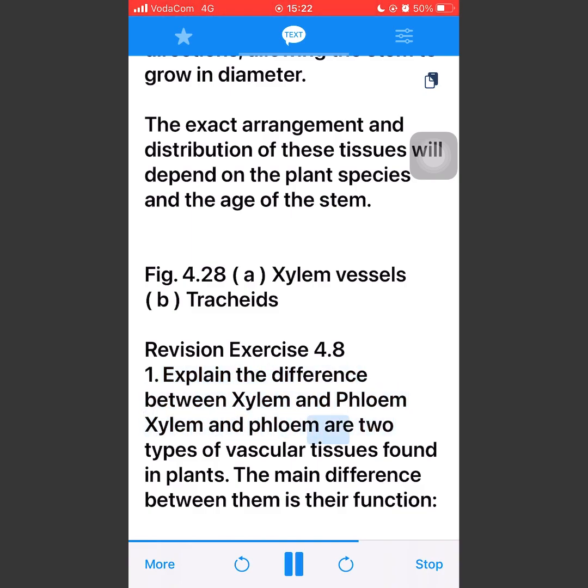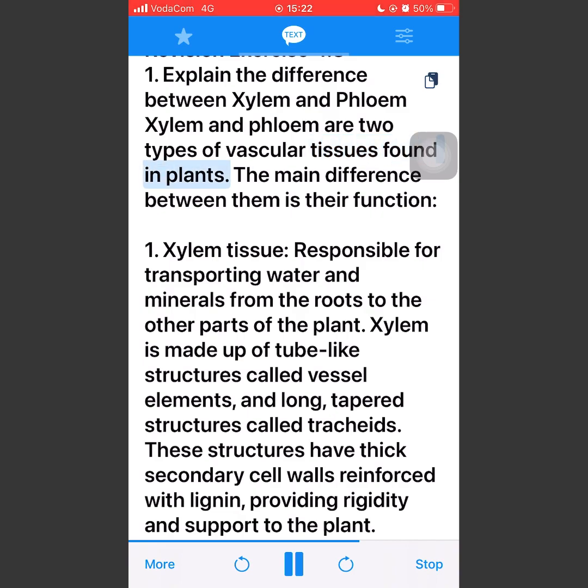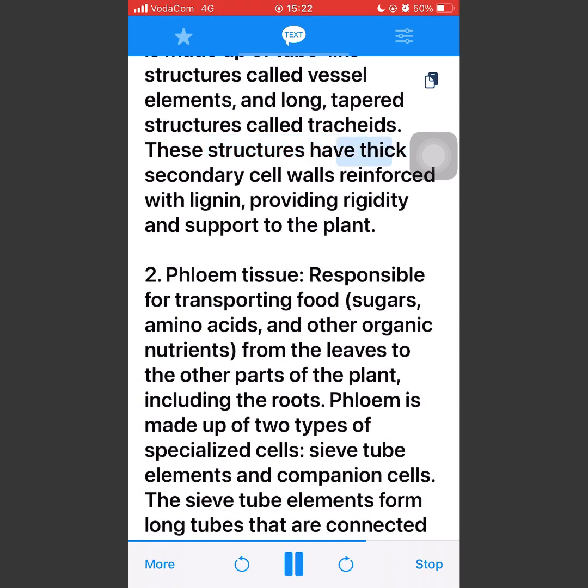Xylem and phloem are two types of vascular tissues found in plants. The main difference between them is their function. 1. Xylem tissue, responsible for transporting water and minerals from the roots to the other parts of the plant. Xylem is made up of tube-like structures called vessel elements, and long, tapered structures called tracheids. These structures have thick secondary cell walls reinforced with lignin, providing rigidity and support to the plant.